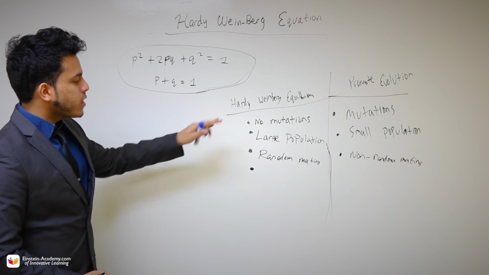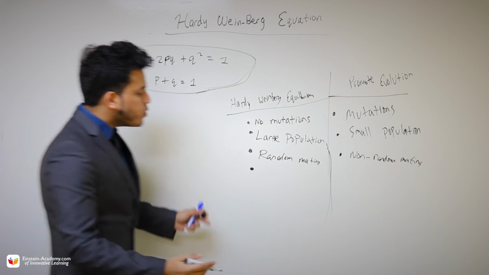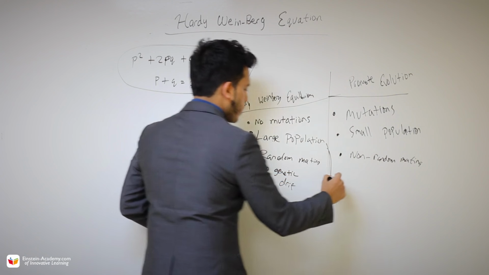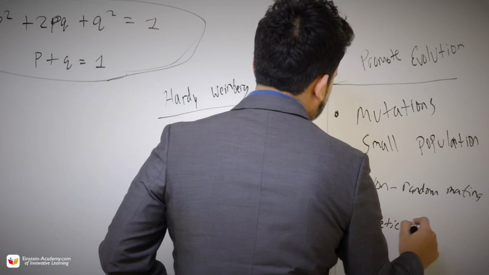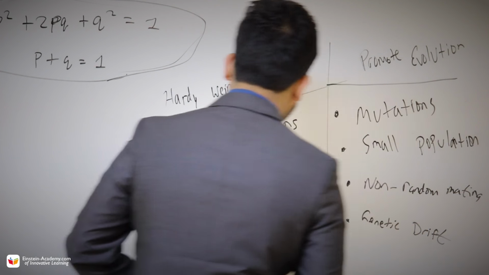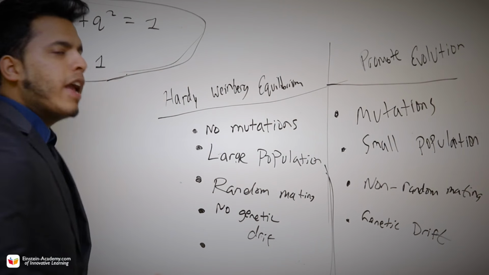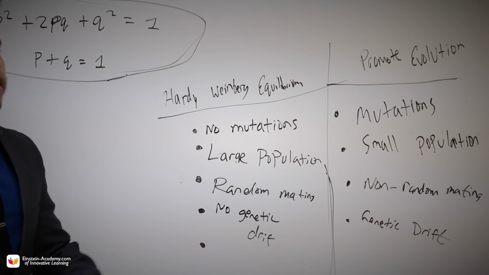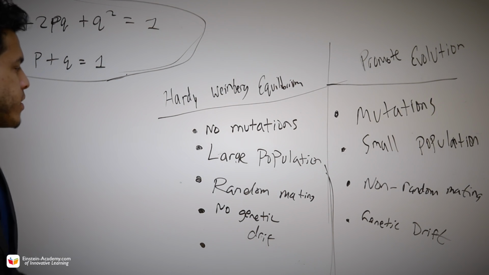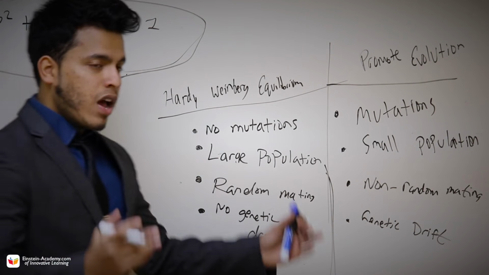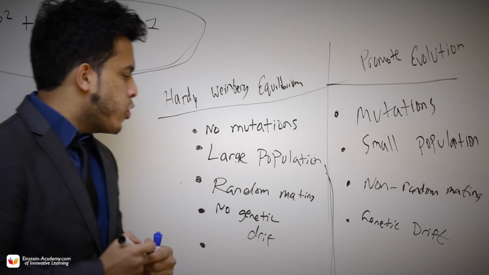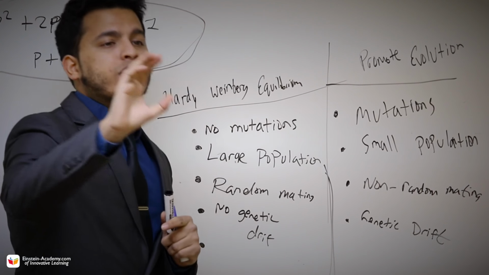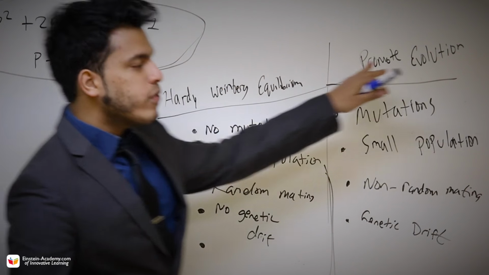Okay, so no mutations, a large population, random mating, no genetic drift. Genetic drift. You don't want anybody's genes going ahead, and you don't want it lost in a certain community. Let's just say we are now on an island. You don't want to introduce new genes, or take your genes and introduce them to a new community, because that promotes evolution.